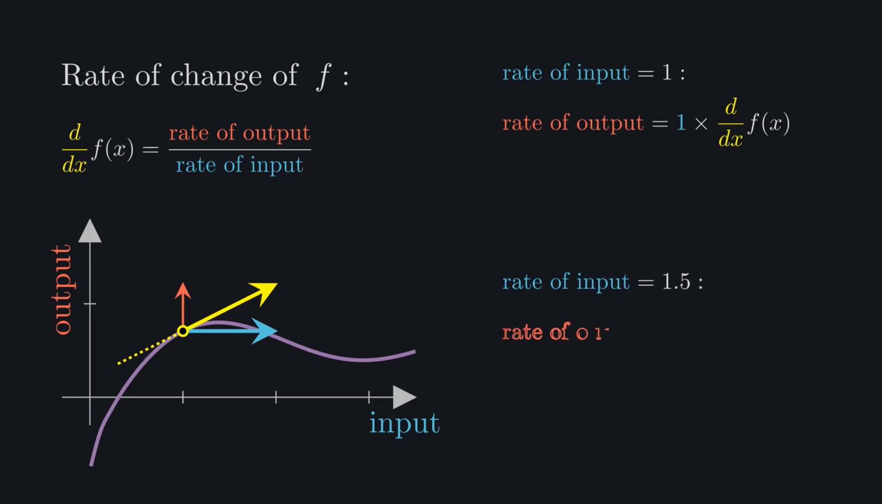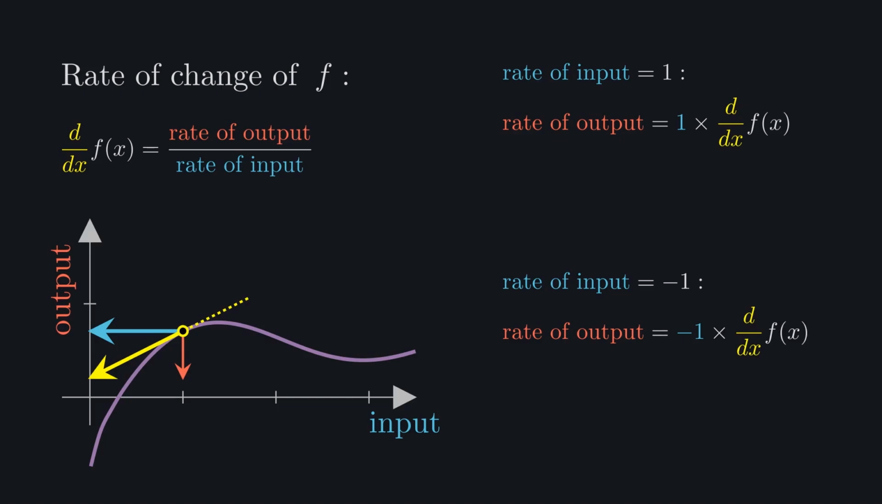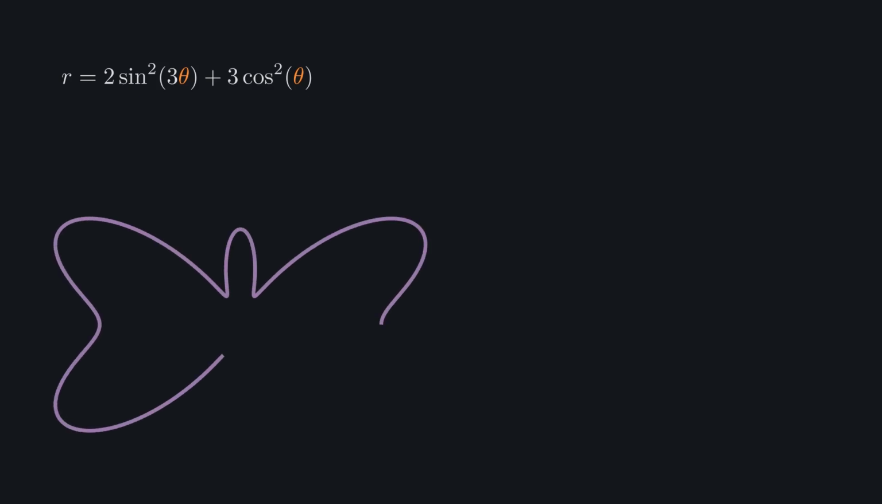But if the input was, for whatever reason, coming in at some other rate, the derivative would still tell us what rate to expect from the output relative to it. We can even change the direction by setting a negative rate of input. This relative nature will become important later in the video. For now, let's apply what we've learned to polar curves drawn on the complex plane. We'll use a slightly more elaborate polar curve for this purpose to make things more interesting. Given this polar expression, we get a curve shaped like a butterfly.